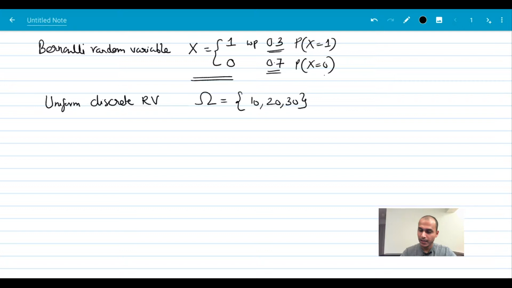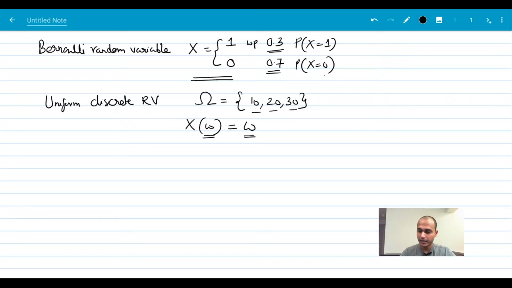And let the random variable x be the function which takes the outcome and spits out the outcome itself. In this case our outcomes are still numbers, so the random variable is going from an element of the sample space to a number. This is a very special type of random variable.